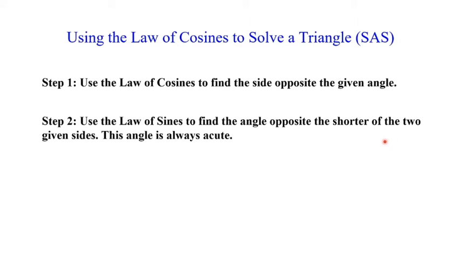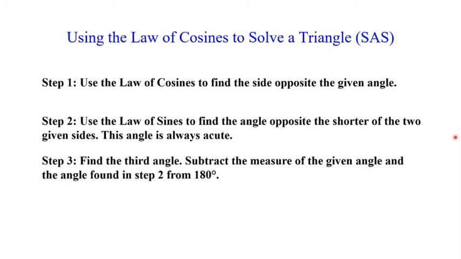So this angle is always acute. Then, to find the third angle, we're just going to subtract it from 180 degrees. So again, we're just going to use your law of cosine once, unlike with law of sine, where we use it once or twice. In here, you're just going to use your law of cosine once to find the missing side opposite the angle. Then, we're going to find the other angle using law of sine.